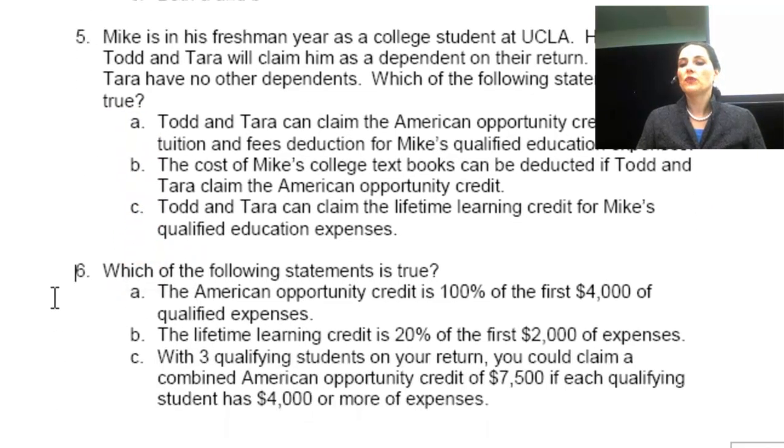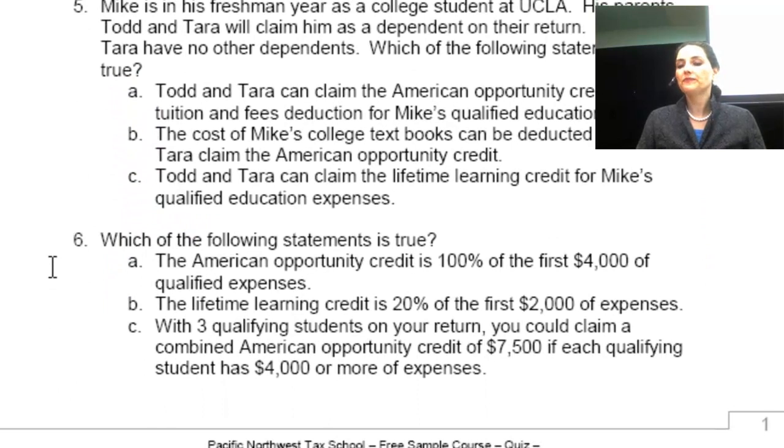And finally, number 6, which of the following statements is true? The American Opportunity Credit is 100% of the first $4,000 of expenses? No. It's 100% of the first $2,000 of expenses and 25% of the second $2,000 of expenses.